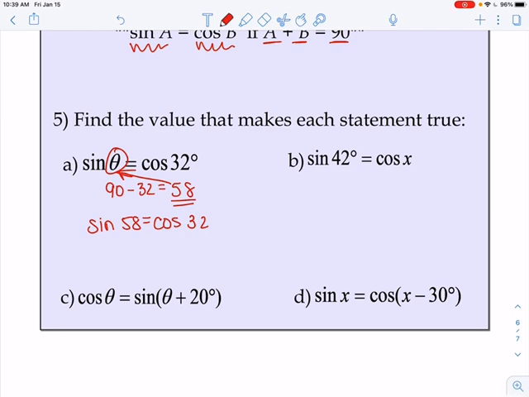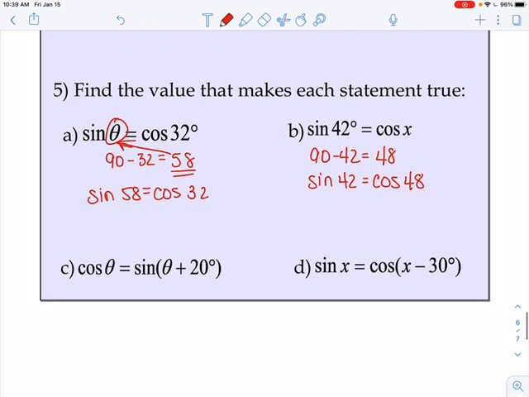So again, complementary angles add to 90. Subtract out the 42 degrees that you already knew. That means that you have 48 left. So the sine of 42 is going to equal the cosine of 48. And then for C, again, if you don't like theta, just put x's in there.